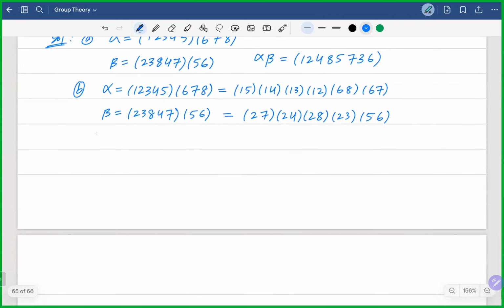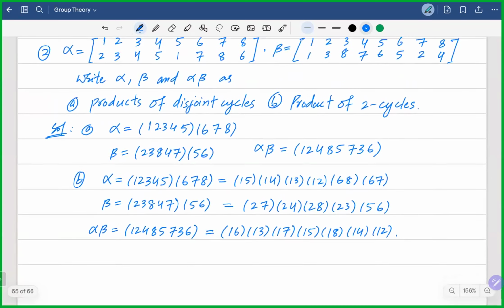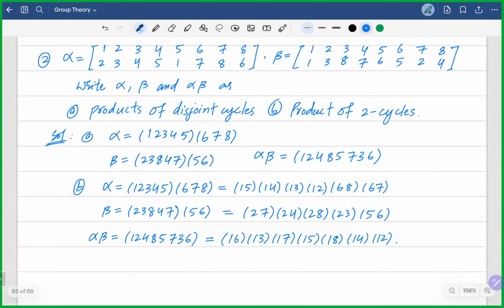And then the remaining one is alpha beta, which is the permutation 1, 2, 4, 8, 5, 7, 3, 6. I can start by writing (1 6)(1 3)(1 7)(1 5)(1 8)(1 4)(1 2). And that's it. That is number 2. Okay, perfect.